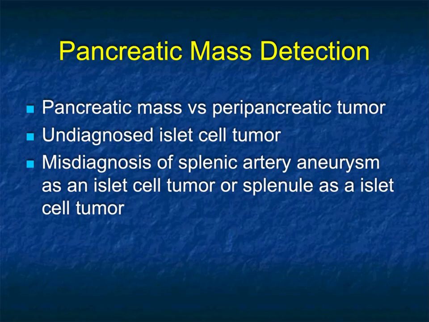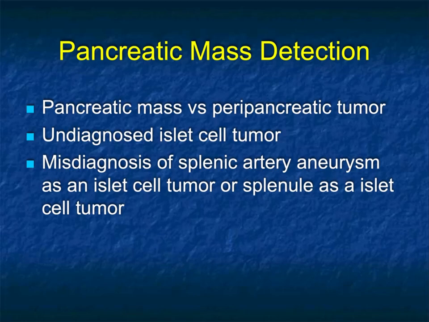Let me talk a little bit now in terms of misdiagnosis and pancreatic mass detection. Mistakes can be made. Sometimes you find a mass and you think it's pancreas, but it's really peripancreatic. It arises in the duodenum like a GIST tumor. Okay, well, at least you found the lesion. Other mistakes, missing islet cell tumors. They're small, they're vascular, easy to miss. You can also make the mistake in reverse of calling a splenic artery aneurysm an islet cell tumor, or you can call a splenule an islet cell tumor.